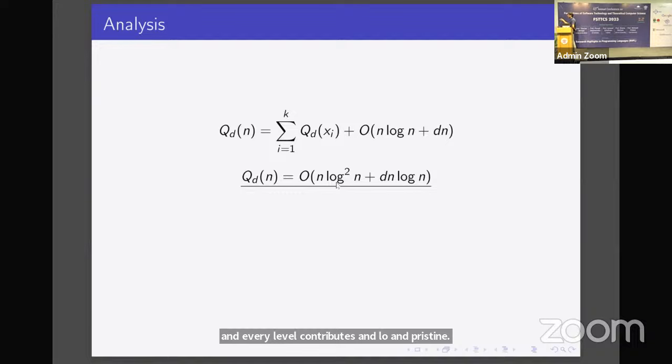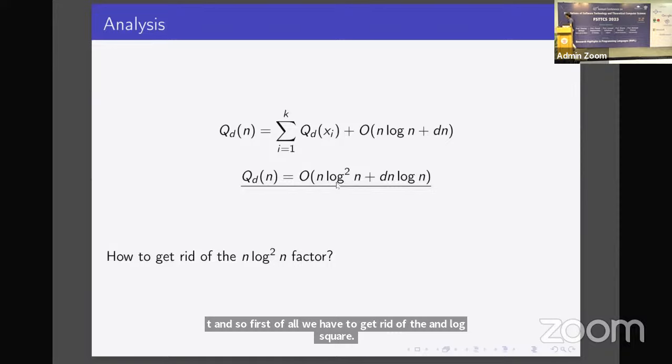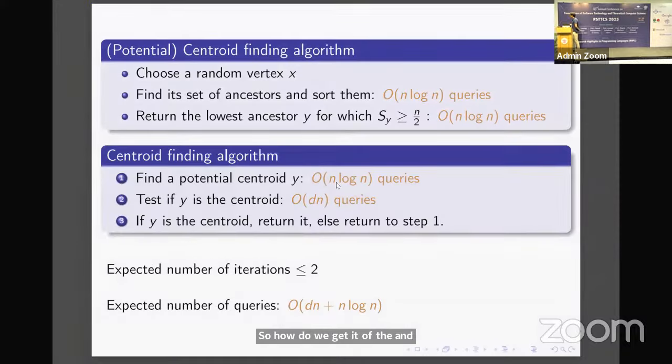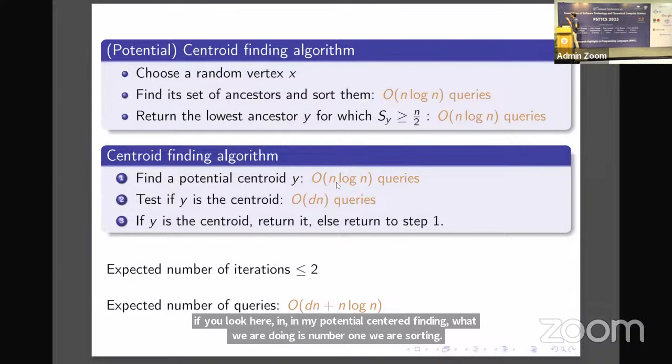So first of all, note that even this is already better than the previous results, but we want to improve this to dn into log at the base dn. So first of all, we have to get rid of the n log square n term. So how do we get rid of it? If you look here, in my potential centroid finding algorithm, number one, we are sorting, and we have to avoid the sorting part, which we'll come to later.